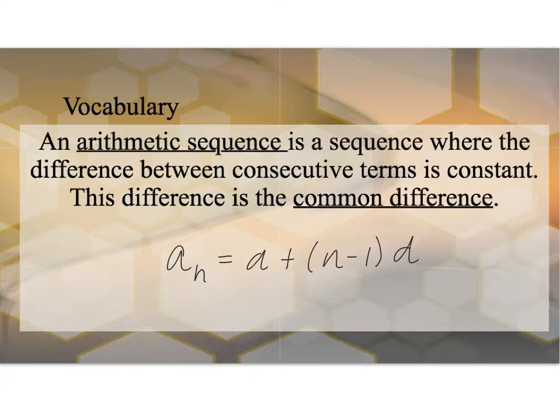So a little bit of vocabulary. It says an arithmetic sequence is a sequence where the difference between the consecutive terms is constant, and this difference is called the common difference.